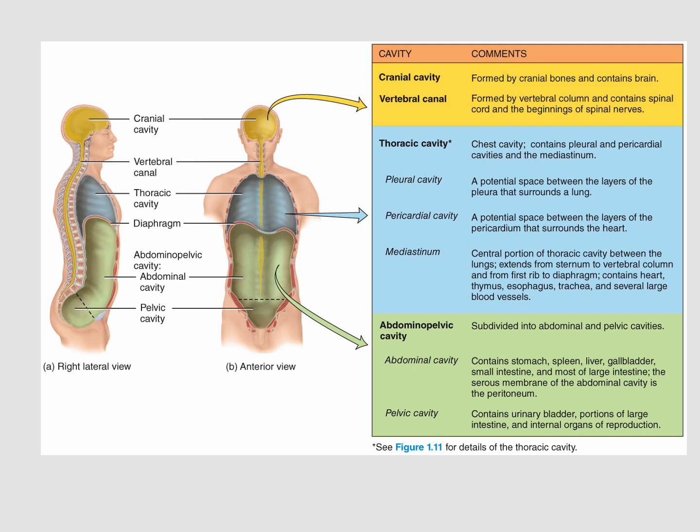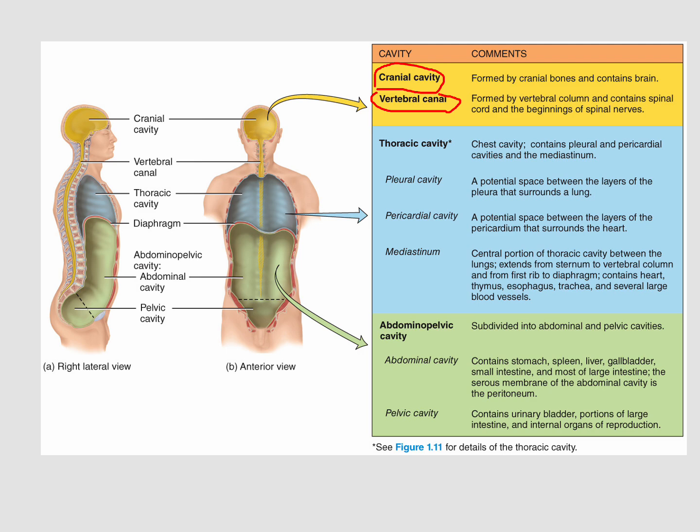Next, we have different cavities in the human body. So right here, we have the cranial cavity, and this one is formed by the cranial bones, and it contains the brain. On the other hand, we have the vertebral canal, and this one is formed by the vertebral column and the vertebrae, and those house the spinal cord as well as the beginning of the spinal nerves.